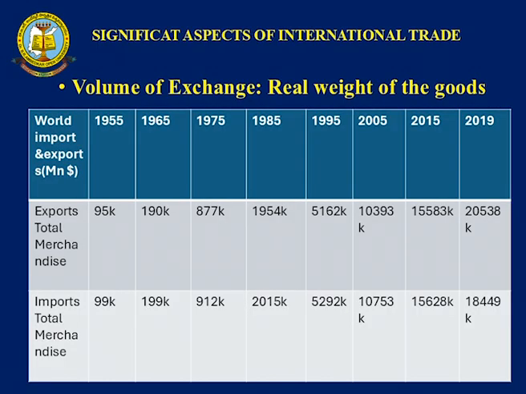Now look at the significance aspects of international trade. In the significance aspects of international trade, we are going to discuss three factors: volume of exchange, the second one is composition of international trade, and the third one is direction of trade. So what do you mean by volume of exchange? It is the real weight of the goods, isn't it?